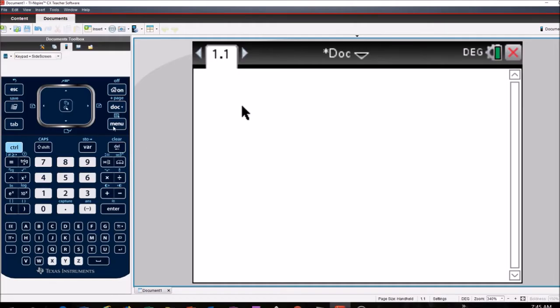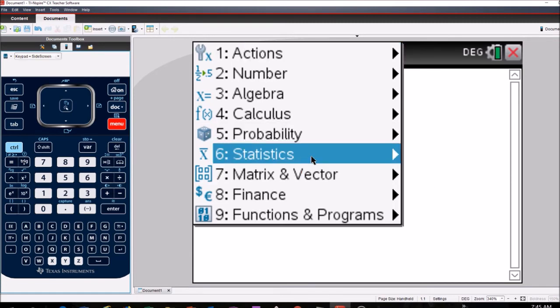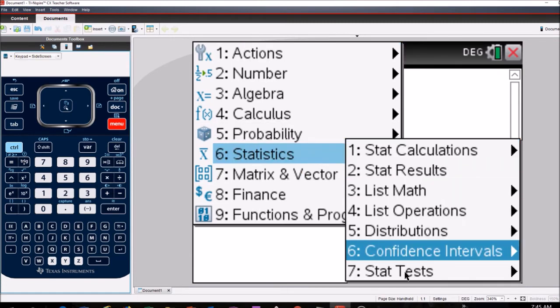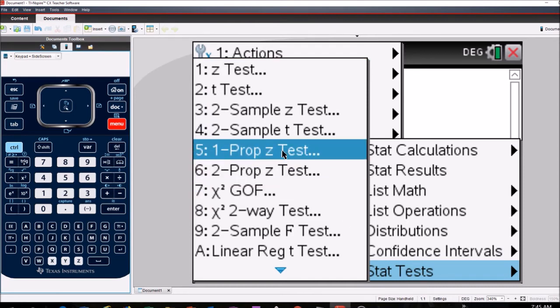In our calculator, we're first going to go to the menu, statistics, because we're doing statistics. We're about to run a test, so I'm going to stats, test, and then it's a 1 proportion z test. Remember, before it was an interval, that was for confidence intervals. Now we're doing a significance test.